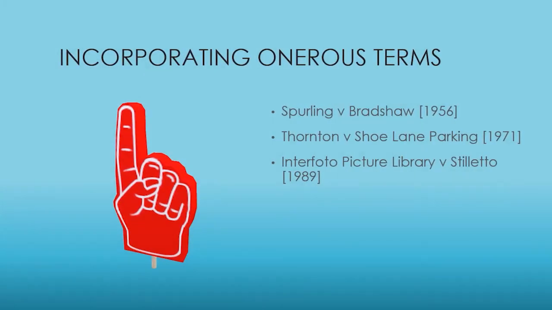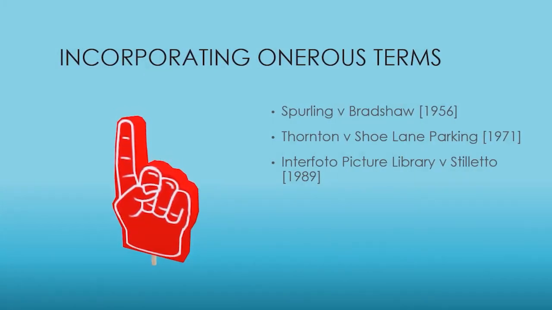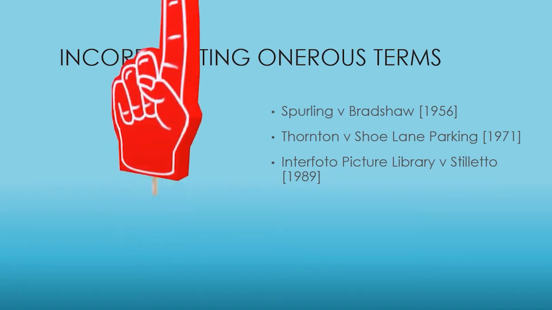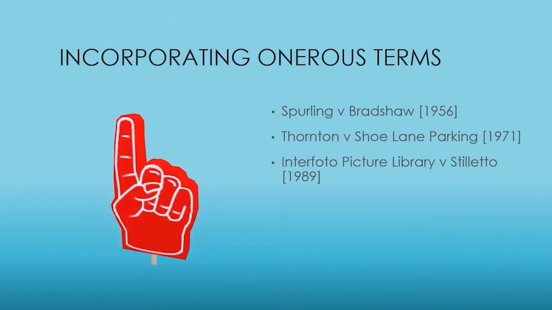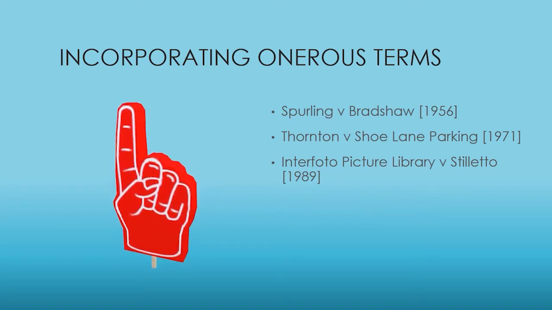We will focus here only on those clauses containing particularly onerous terms. In addition to ordinary requirements on the provision of reasonable notice, special attention must be drawn to any unusual or onerous clauses. Lord Denning dealt with this in a couple of cases, Spurling v Bradshaw from 1956 and Thornton v. Shoe Lane in 1971, and this was picked up later in Interfoto Picture Library v. Stiletto from 1989. What Lord Denning did is that he created what has become known as the red hand rule to describe the level of notice one needs to incorporate successfully particularly onerous terms such as exclusion clauses.